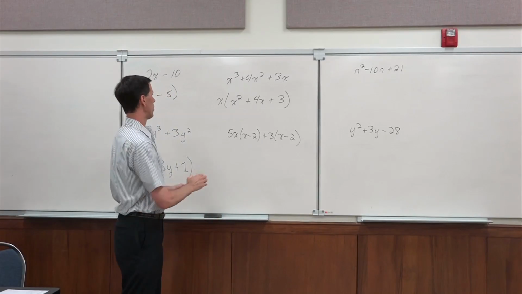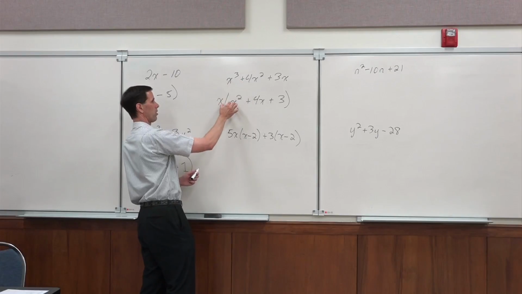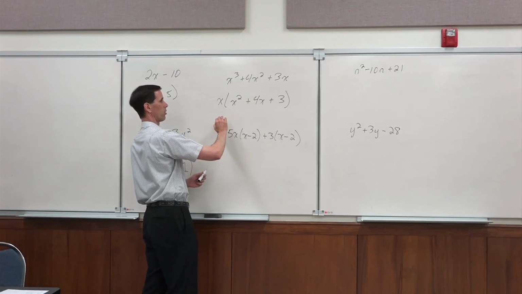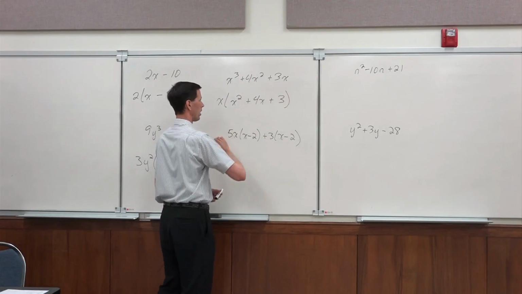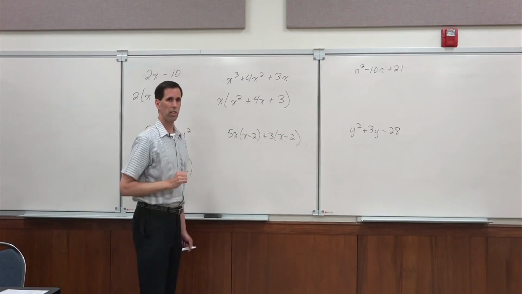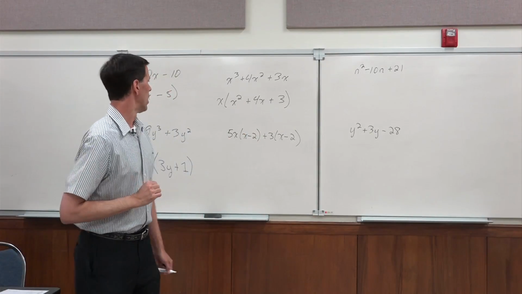Again, if you wanted to check, if you distribute here, x times x squared is x cubed, x times 4x is 4x squared, x times 3 would give you 3x. If you look in here, there's nothing else we could take out, okay?